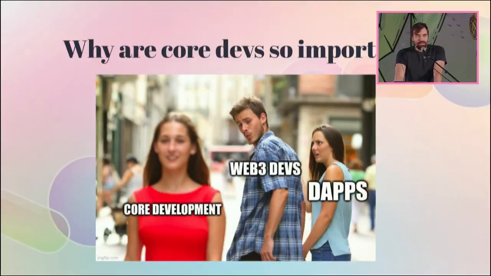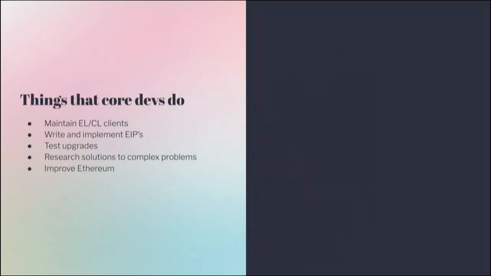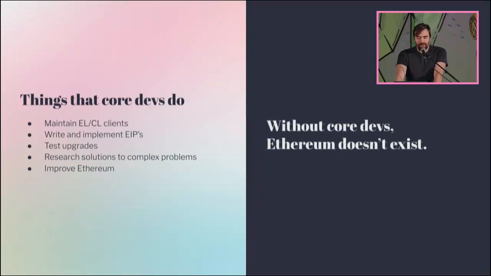So why are core devs important outside of the reasons that I just mentioned? Just to reiterate, they maintain execution layer and consensus layer clients, writing and implementing EIPs, testing all the upgrades, doing research on many complex problems, things that don't already have answers. So there's a lot of research happening, and generally just working to improve Ethereum for the greater good. Without core devs, Ethereum does not exist in the way that it does now.